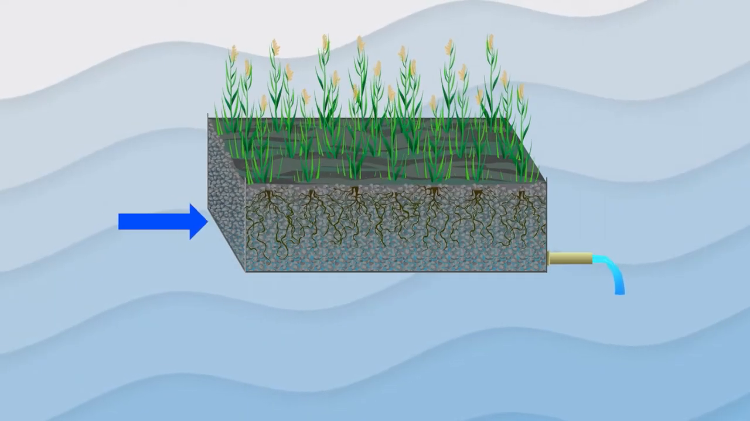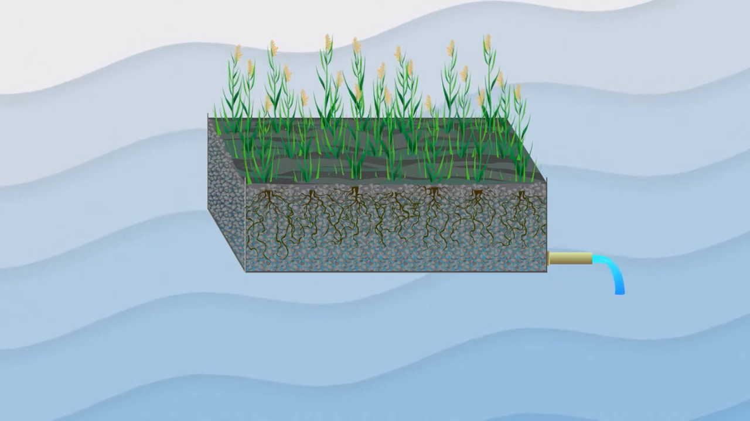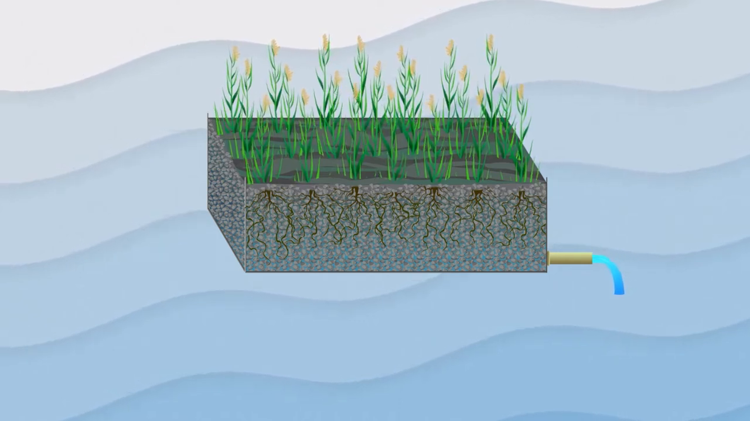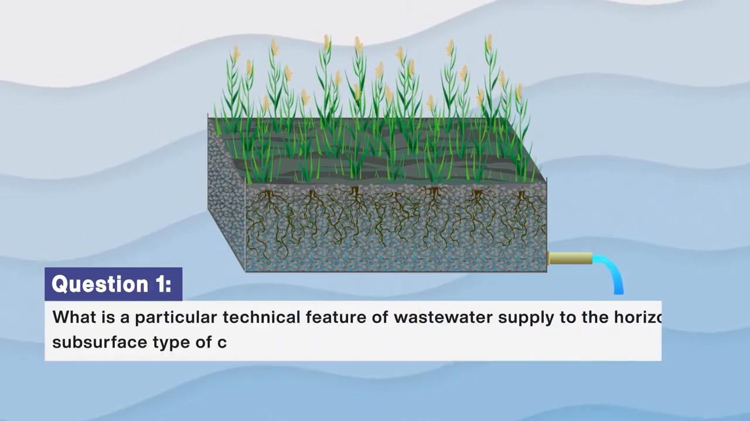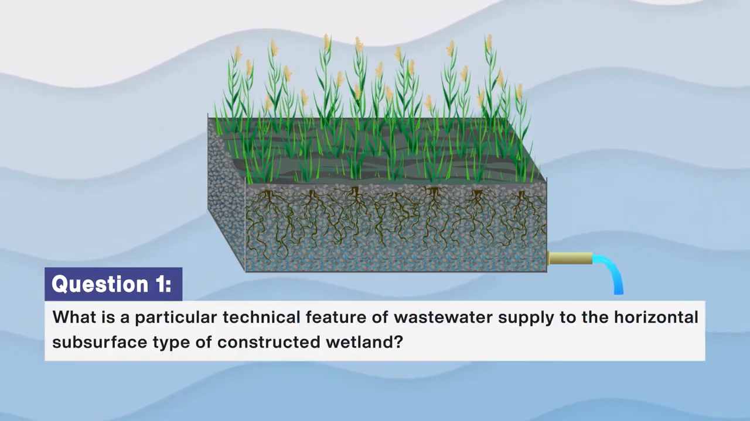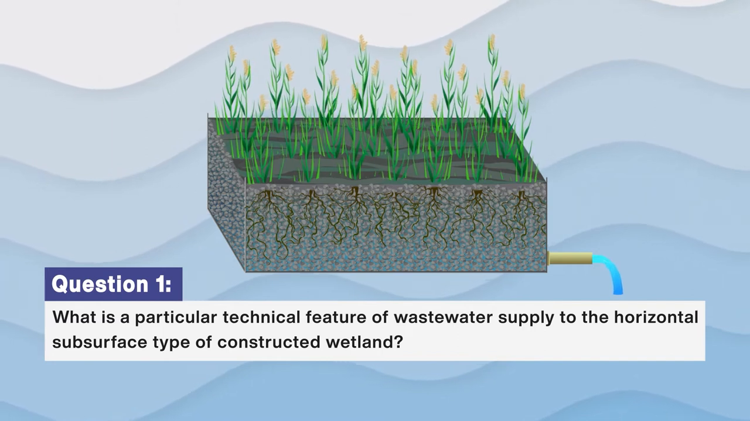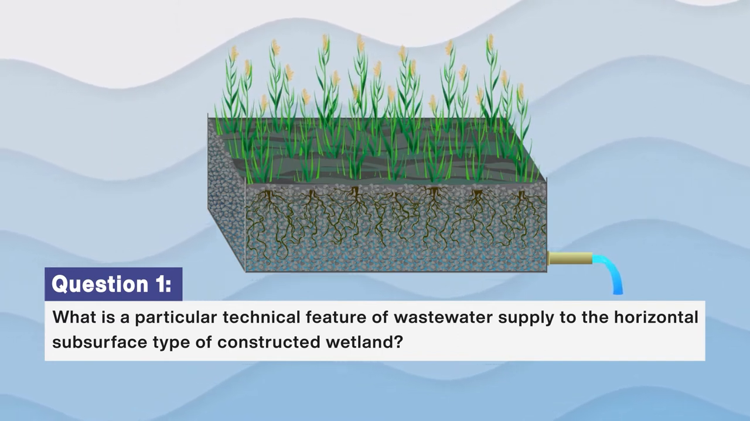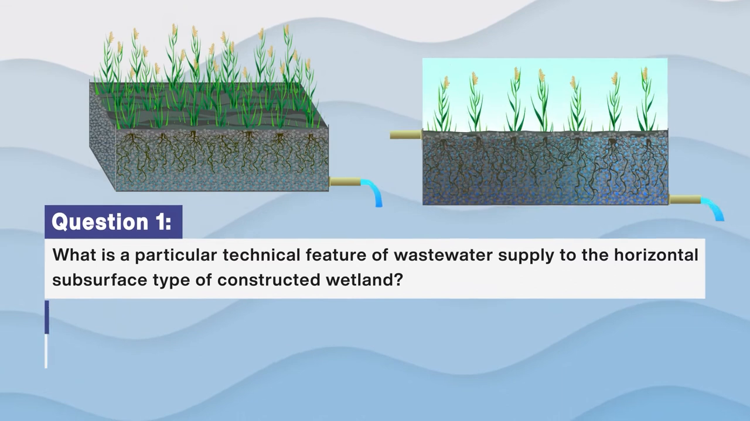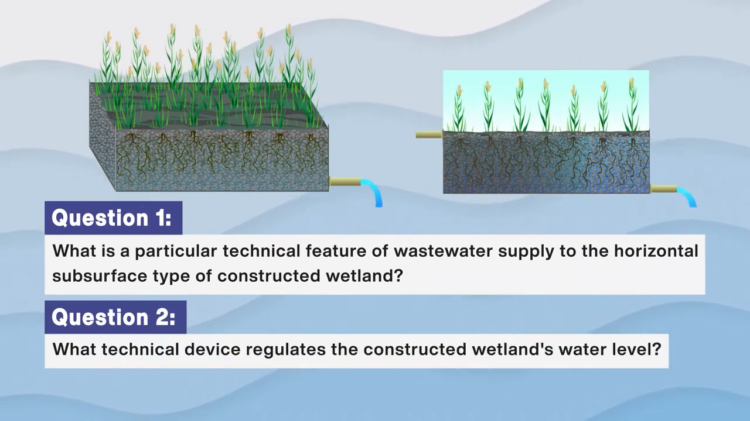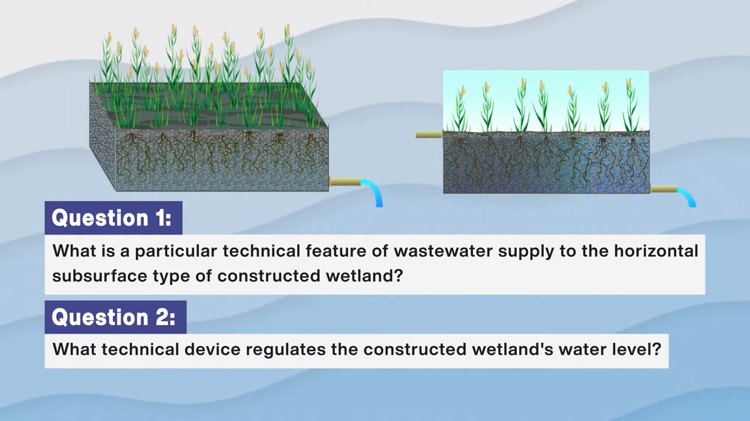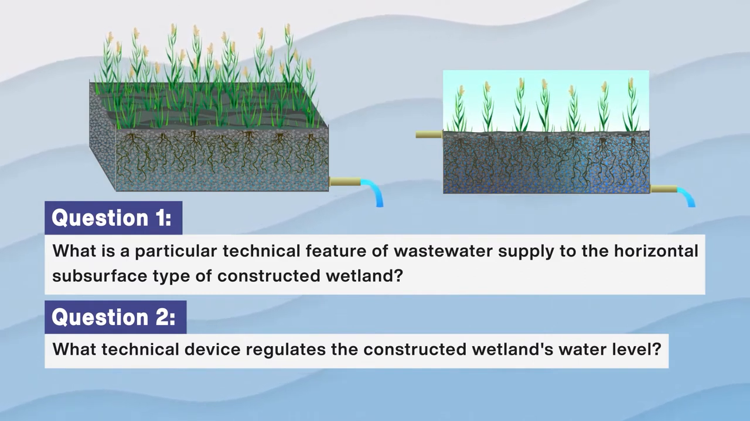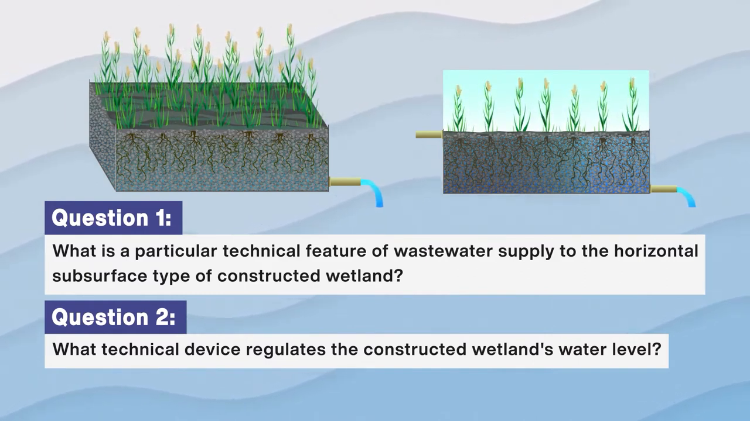Then, I'd like you to answer some questions. The first question. Let's take, for example, a horizontal subsurface flow constructed wetland. What is technically specific about how wastewater enters this wetland? I'll give you a hint. It's directly related to the laws of hydraulics. And the second question. What mechanical device installed at the outlet of any constructed wetland regulates wetland water level? This device maintains water balance according to the laws of hydraulics.